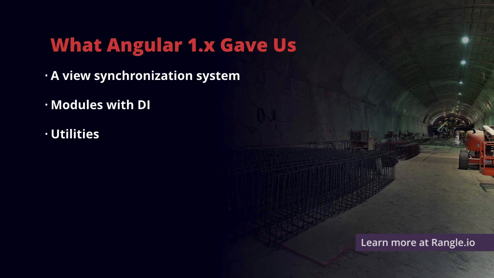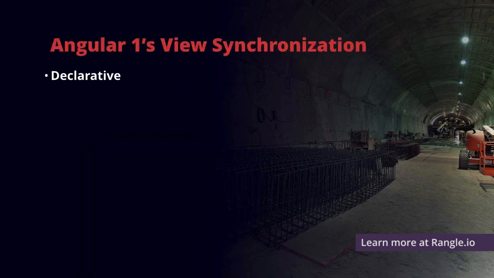But now, the view synchronization system, what do we actually find in Angular 1? Well, there's a couple of features of it, right? Especially when you compare it to some of the alternatives. One is that Angular's view synchronization system is highly declarative. There's a lot of things that you specify by providing configurations rather than by writing code, right? And this is not the same in all frameworks.